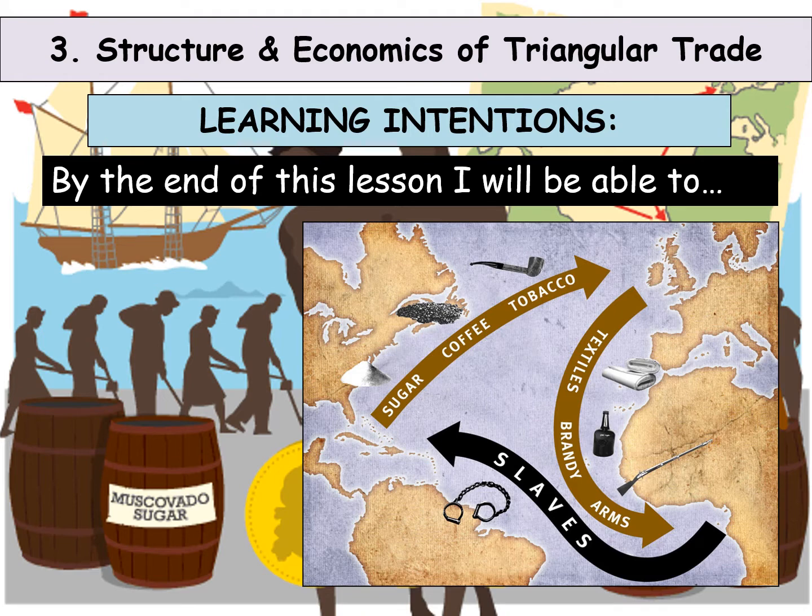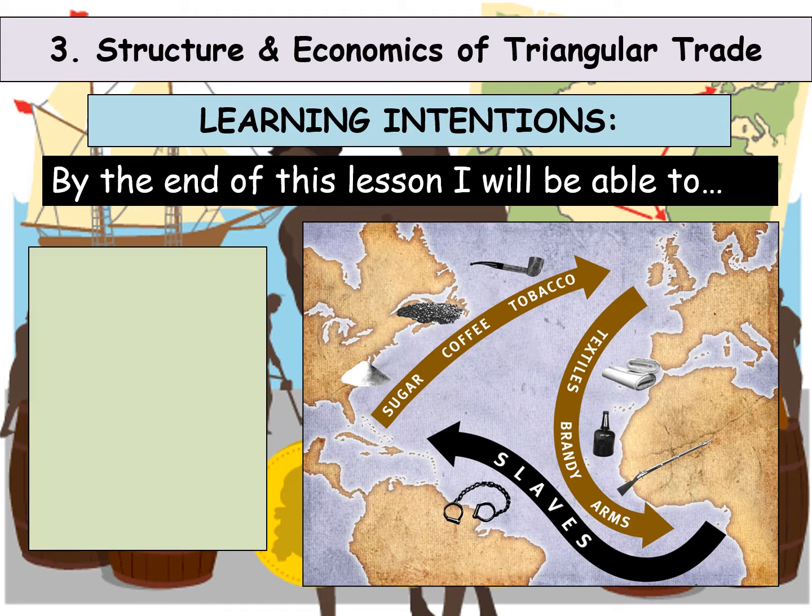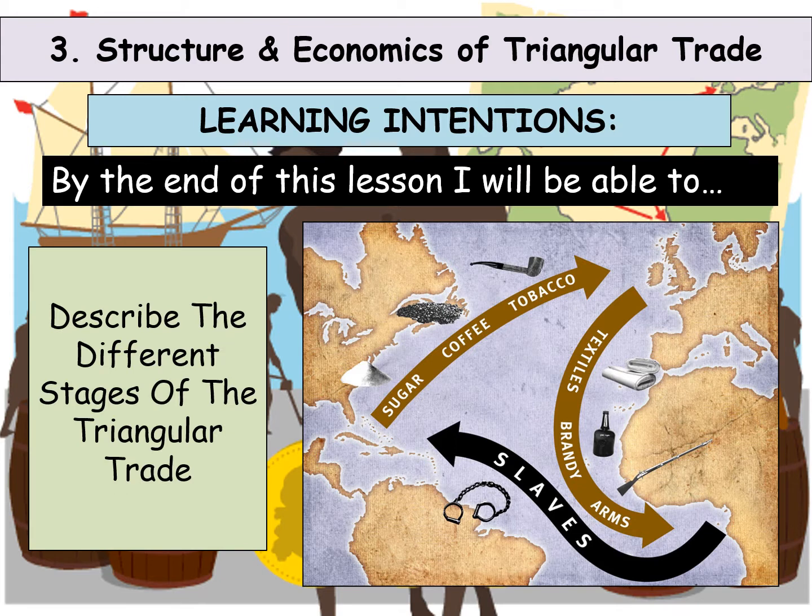This one is looking at the structure and the economics of the triangular trade, so looking at where the main stop-off ports were for the ships and what they carried and basically what they traded in these different spaces. By the end of this lesson, what you should be able to do is describe the different stages of the triangular trade, and you're going to use the next few slides to fill in a worksheet about that and a bit of information for notes in your jotter. So put the heading wherever you've decided you're taking your notes for this topic and continue the lesson.